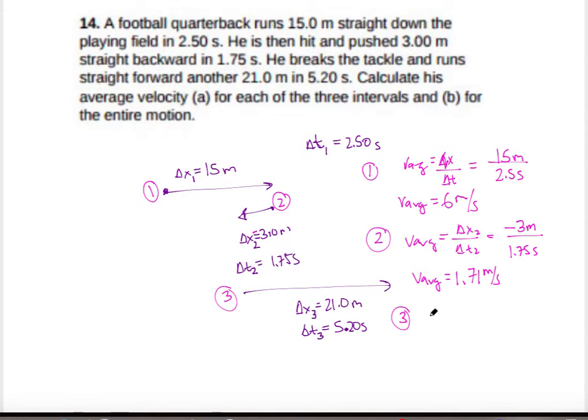And then the same thing happens for 3. So we have delta x3 over delta t3. So that's going to be a positive 21 meters over 5.2 seconds. So our average velocity here, pull out a calculator, 21 divided by 5.2 is 4.04 meters per second. So there's the average velocity for each interval.